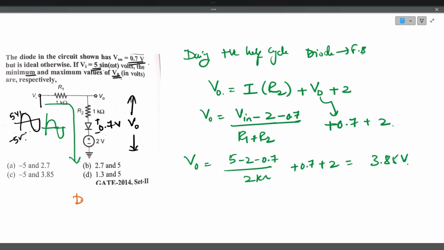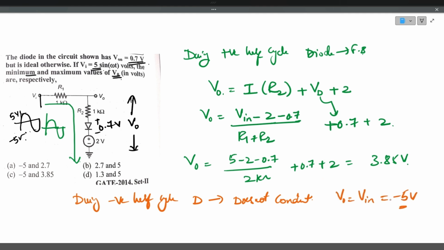During the negative half cycle, diode D will be reverse biased, so it does not conduct. Acts as an open switch. So output is nothing but input voltage, that is minus 5 volt. During the negative half cycle, output will be minus 5 volt. So the answer is option C.